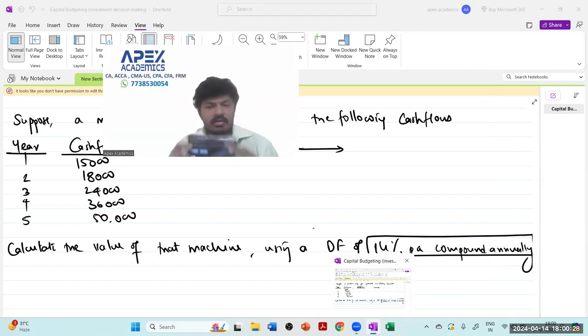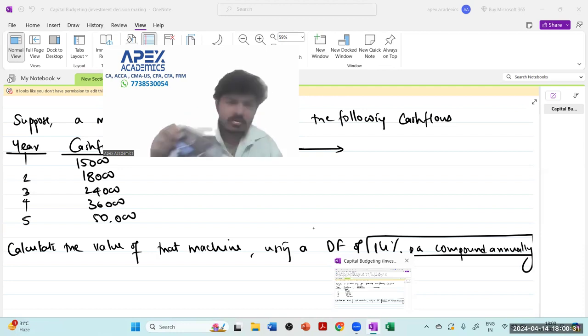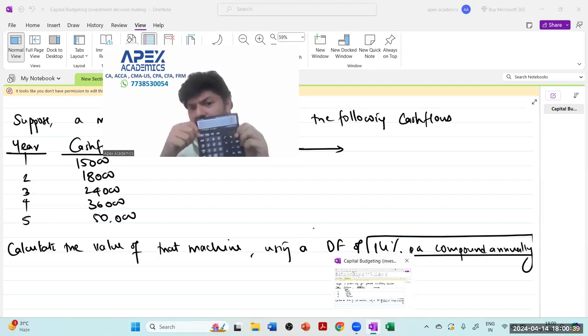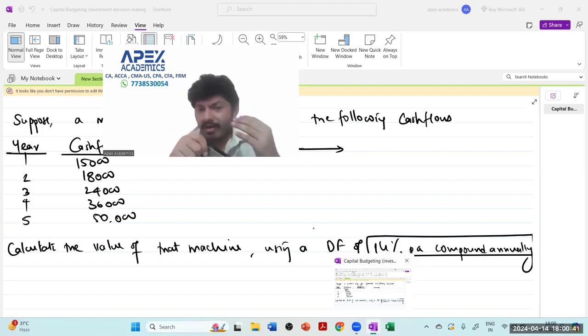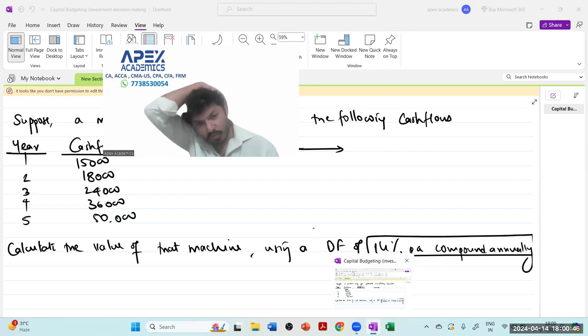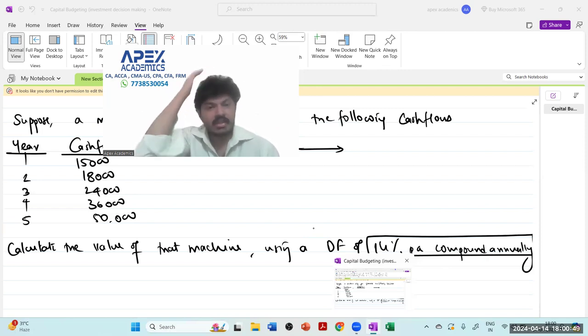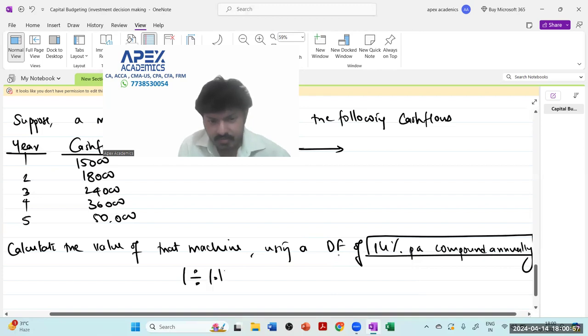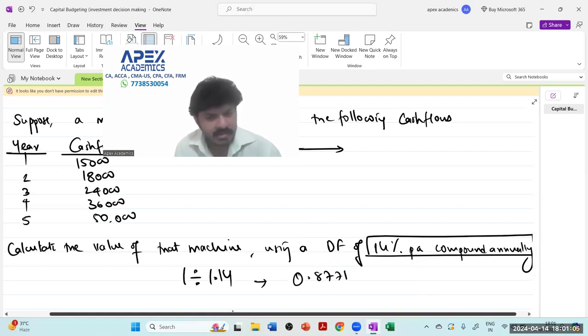This is a regular Citizen calculator, a regular calculator that we use. Now, the first thing that you're going to do is identify the percentage given to you in the question. The percentage given in this question is 14%. So, what you are going to press on the calculator is essentially this: 1 divided by 1.14. When you do 1 divided by 1.14, the answer that you get on your screen is 0.87719.